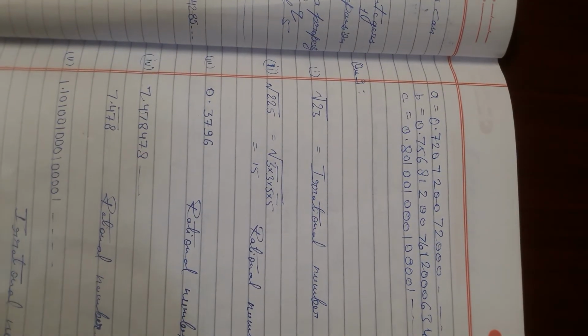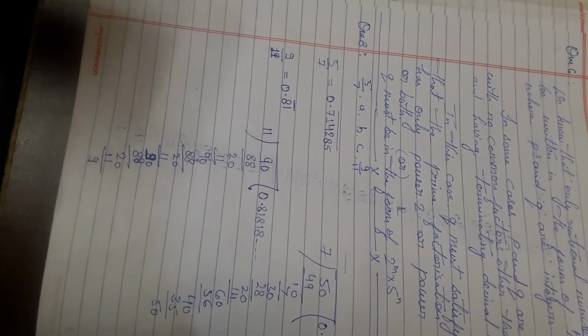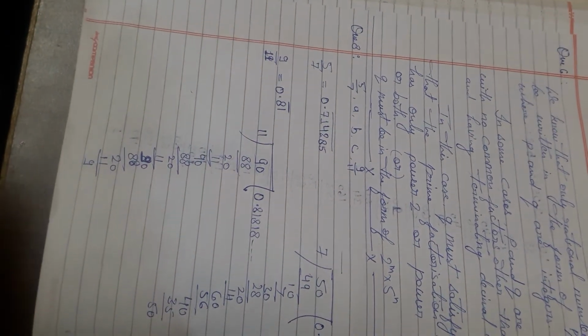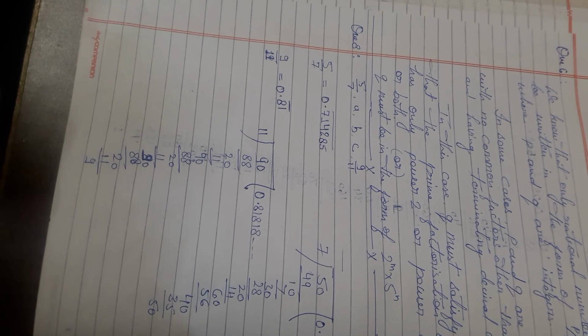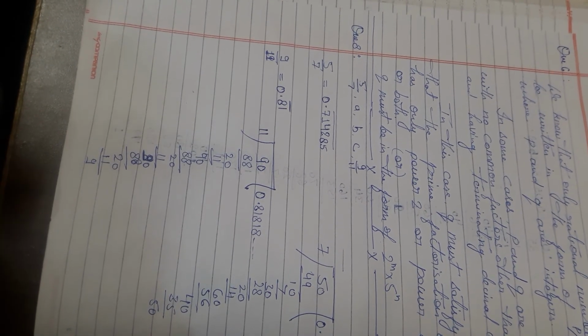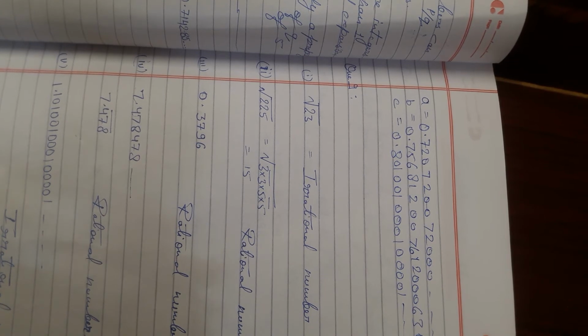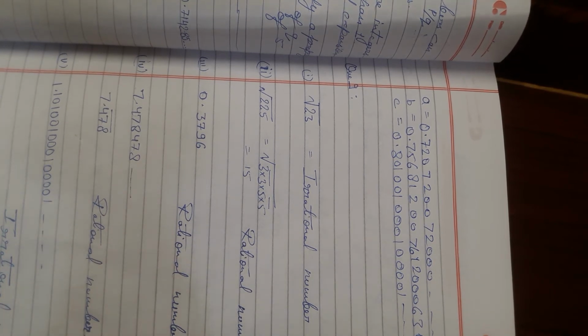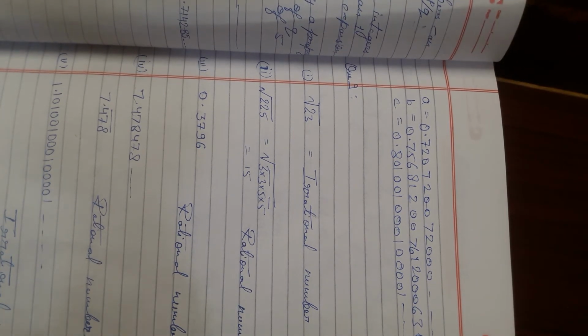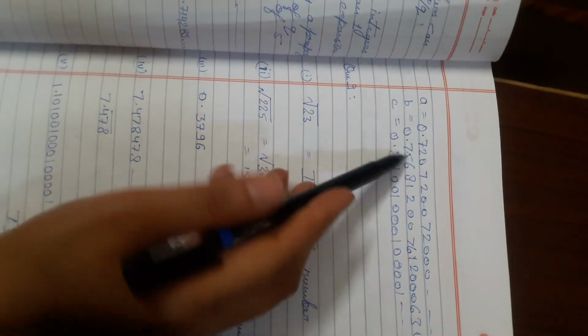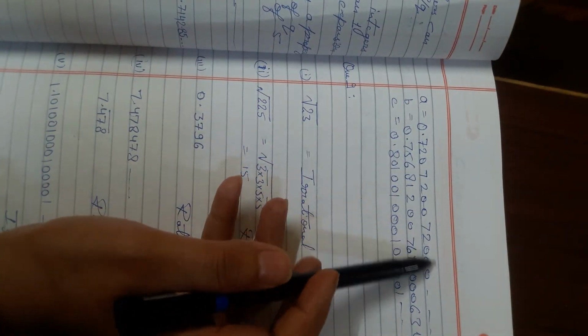So we can write in this way. 5 upon 7 was 0.71 something, and the decimal form of 9 upon 11 is 0.81 something. So we can write between them 0.720, 7200, 7200 and so on. Here the decimal expansion is non-terminating and not repeating. So you can see 720, then 7200 in this way.